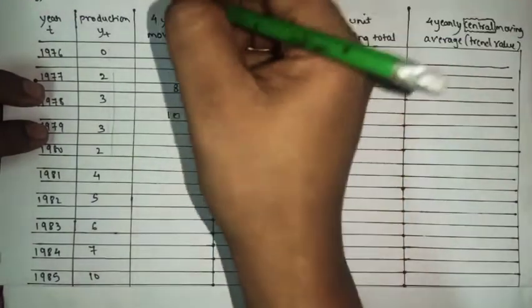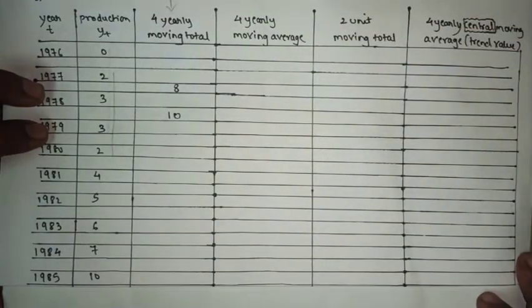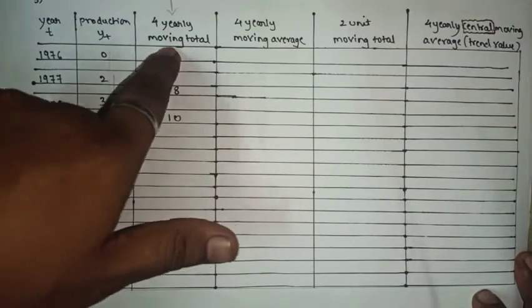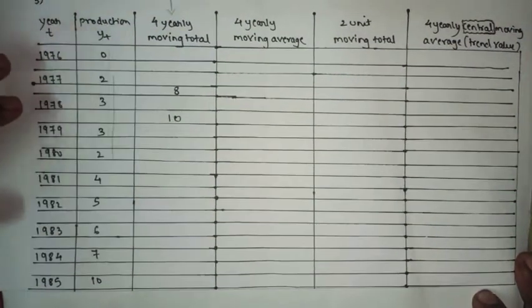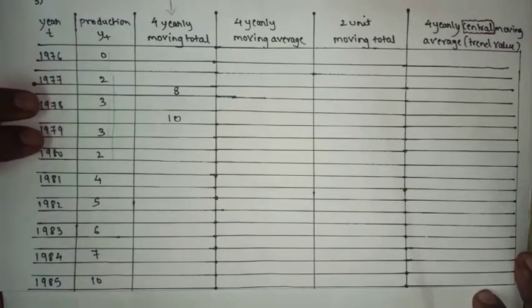Understood? The column number 3, how to find the answer? You will add the numbers. No need of writing in the first box, leave the first box. After adding the numbers, you will write between these 2 years. Again the same, between these 2 years.